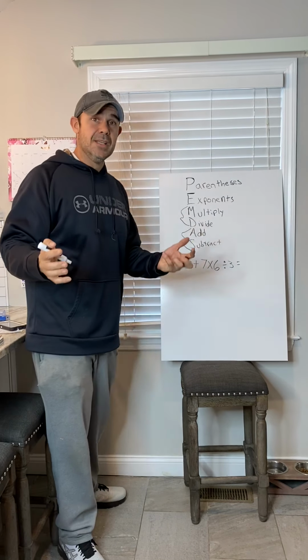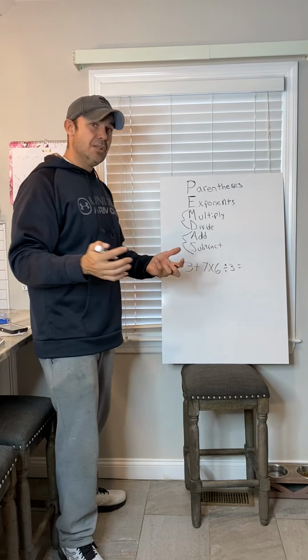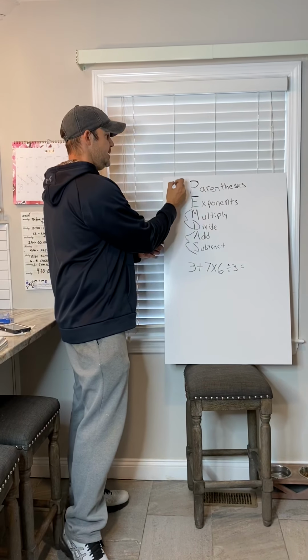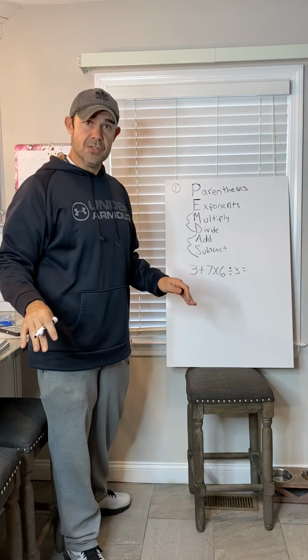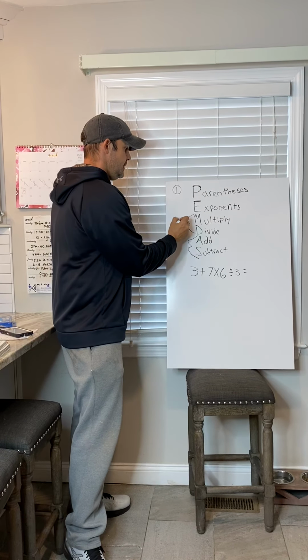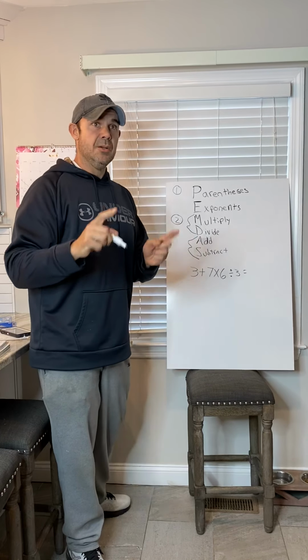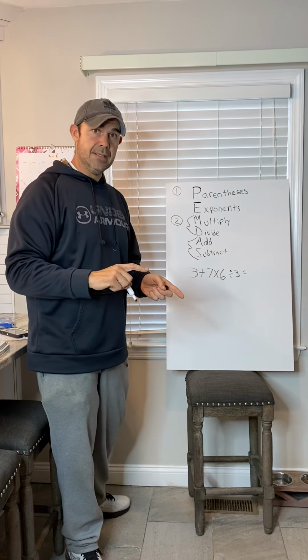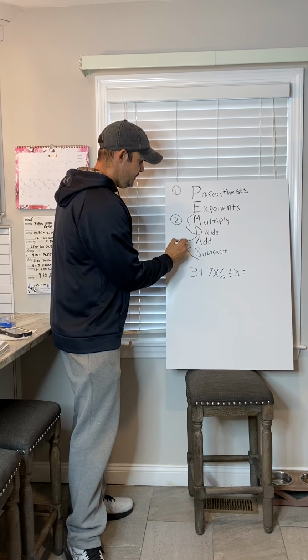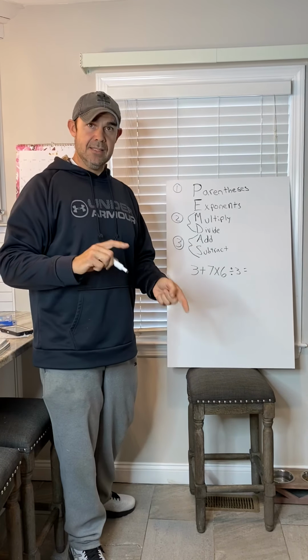So to me, when I look at this for today's lesson, there's really only three orders. One, get the parentheses done first. Next, you're going to decide multiply or divide going left to right. And then the last is add or subtract left to right.